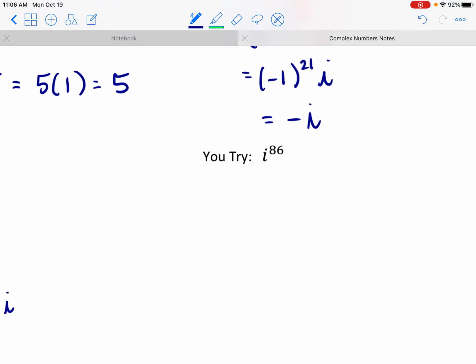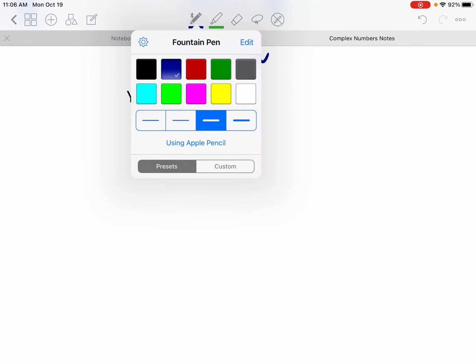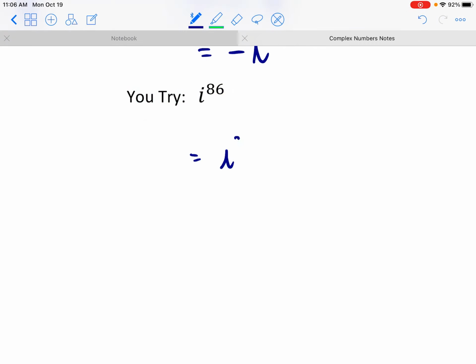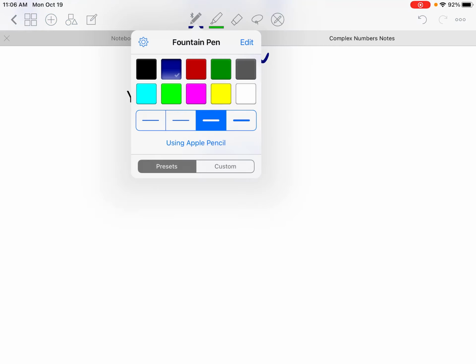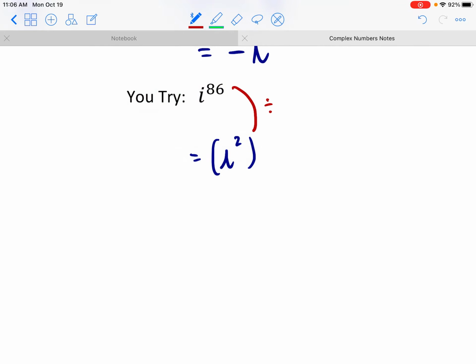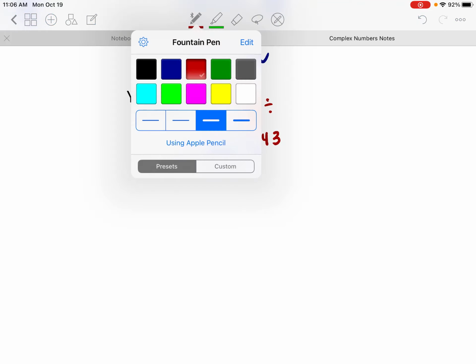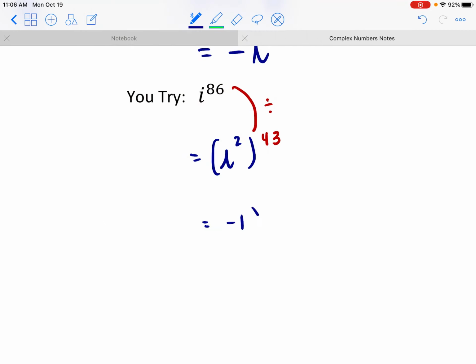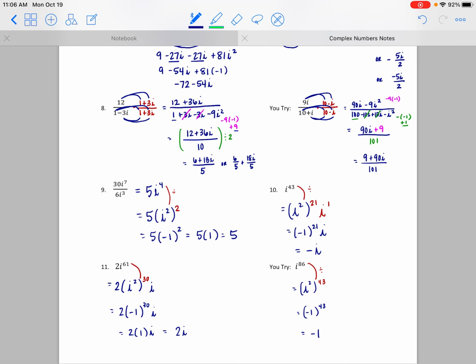Okay, and then one last one here for you to try if you feel like you can do it. How many i squareds are there in i to the 86th? Well, if I divide 86 by 2, I get 43. Exactly 43, nothing left over. So this is really negative 1 to the 43rd power, and an odd number of negatives means this is going to stay a negative 1, and no i's, so just a negative 1.